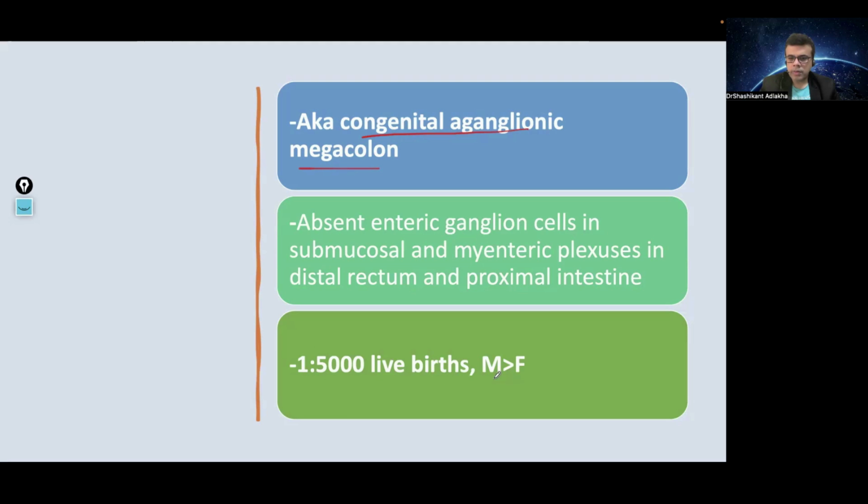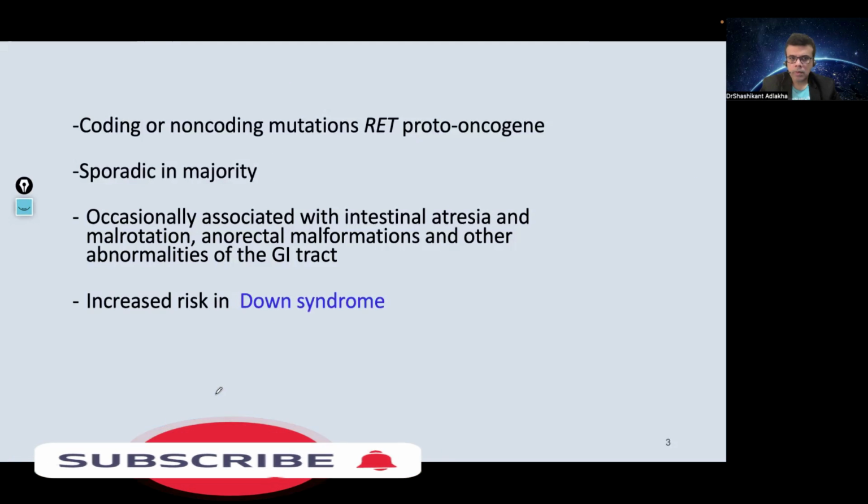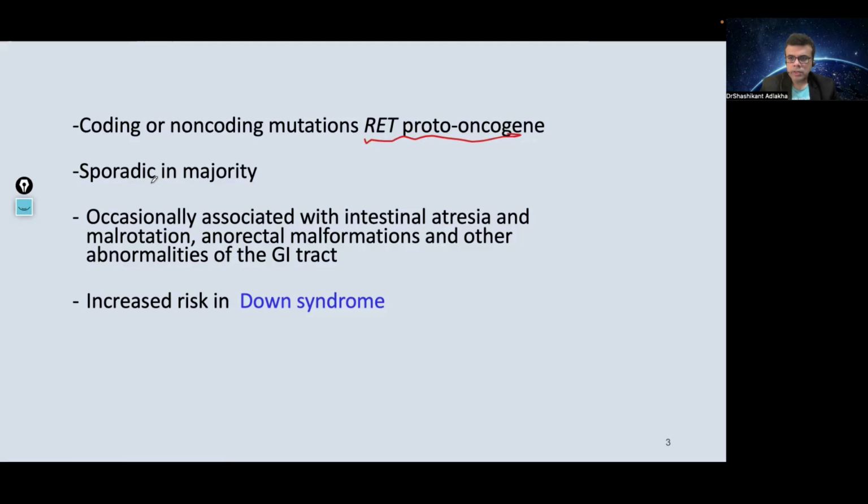It is commonly seen in male children, and it is seen in approximately 1 in 5,000 live births. There is a RET proto-oncogene mutation, which could be a coding or non-coding type of mutation, sporadic in the majority of cases. Occasionally it may be associated with Down syndrome or other abnormalities like intestinal atresia, malrotation, and anorectal malformation, which could also be noted in patients with Hirschsprung's disease.